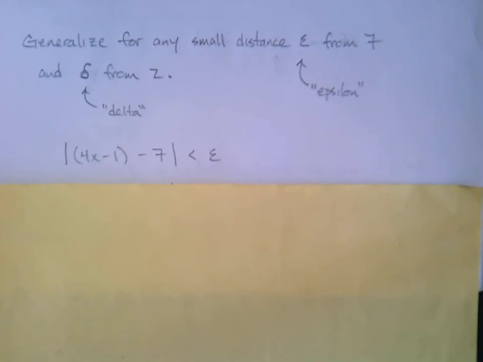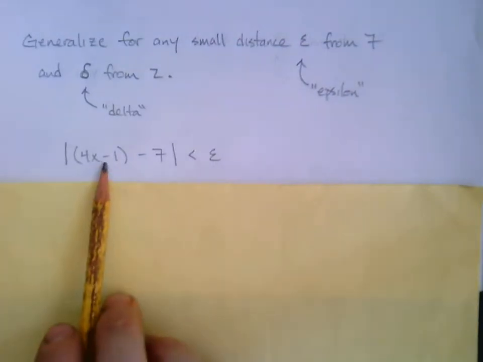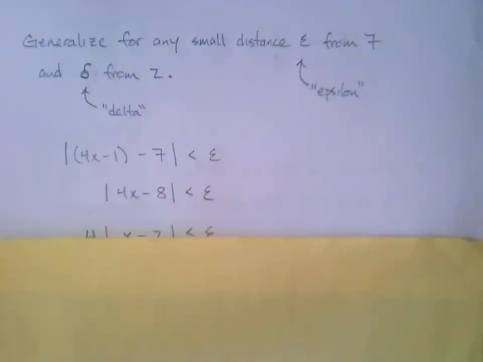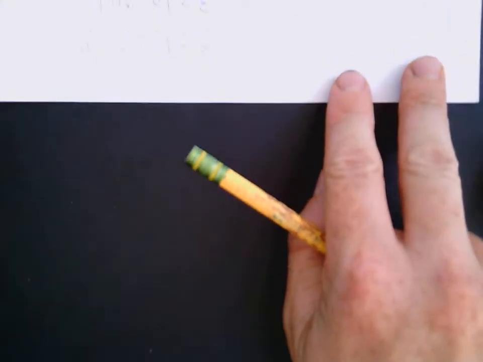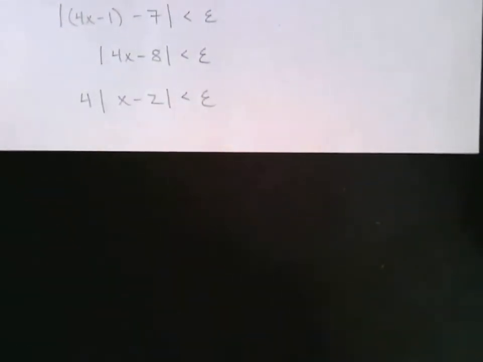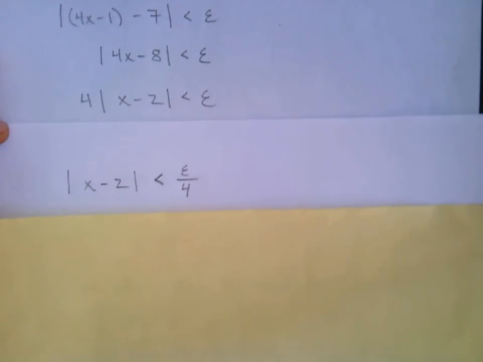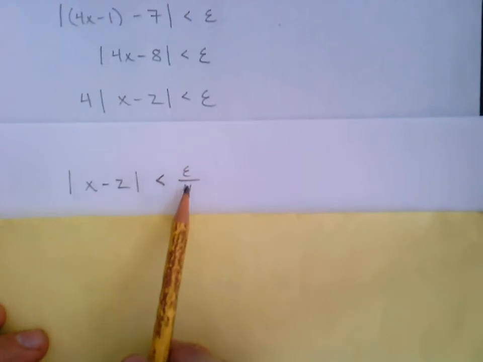Now we're going to walk through the same algebra steps that we just did. We're going to simplify this left side. It simplifies the same way, right? 4x minus 8. We're going to factor out that 4. That all looks the same. Finally, we're going to divide by that 4. I need another piece of paper for that. Maybe I'll try and keep all this on the screen so we can see the flow. All right, we're going to divide by that 4. So we've got epsilon divided by 4.